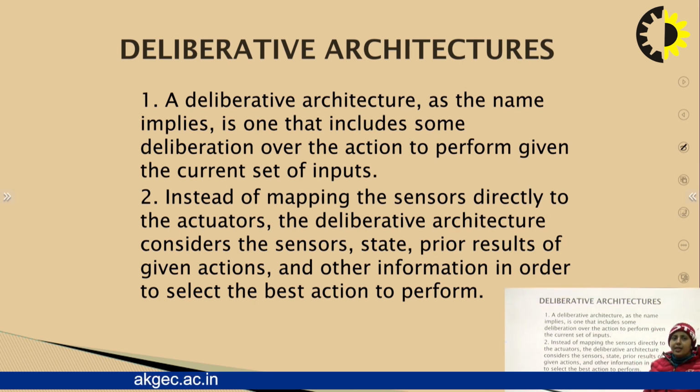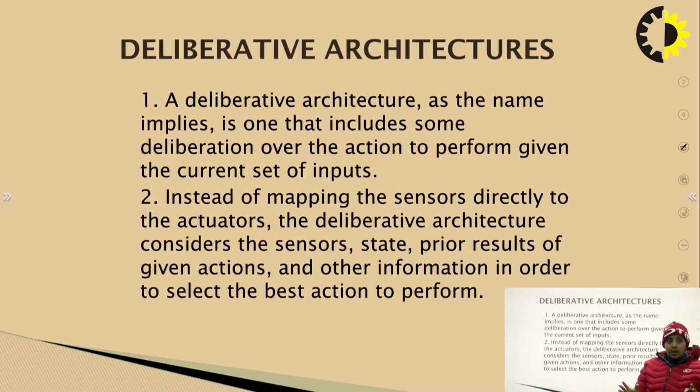The other architecture is the deliberative architecture. It just analyzes the things: if it takes this action, then what reaction could there be. It uses its decision making skill to take the action. A deliberative architecture, as the name implies, is one that includes some deliberation over the action to perform given the current set of inputs. Deliberation means according to the action it performs, there can be n number of states or n number of inputs or outputs for that particular action. So we use the deliberative architecture when we use the decision making ability of an agent to take actions.